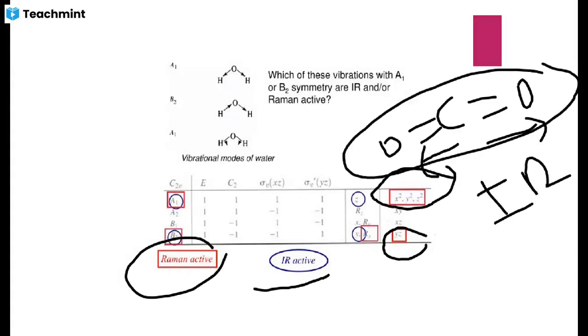Okay, so it obeys the mutual exclusion principle. So it is IR inactive, but it is Raman active. Raman polarizability is like the water in your bottle.